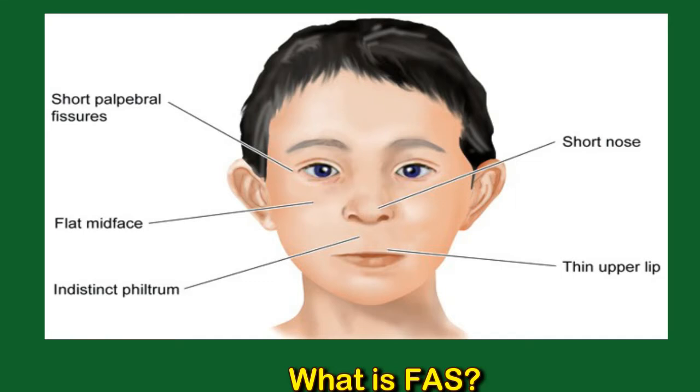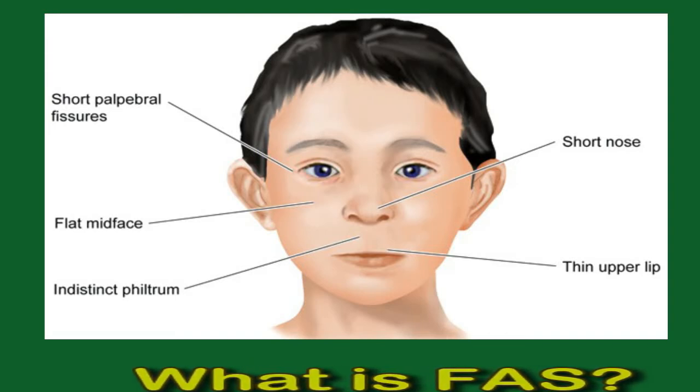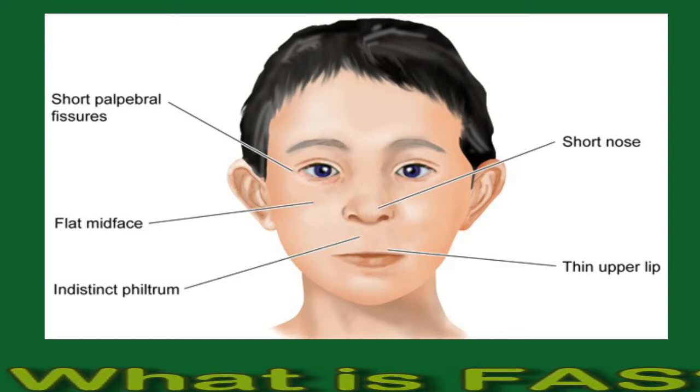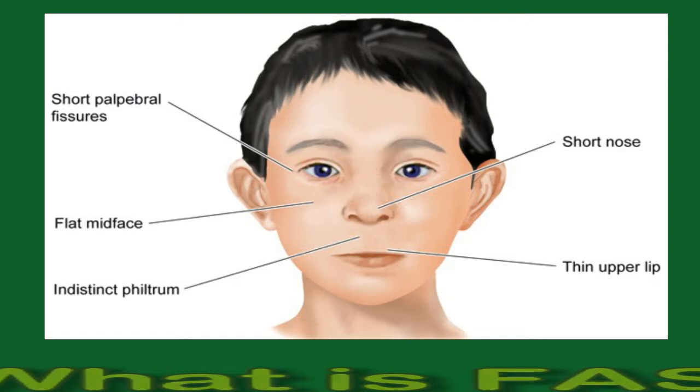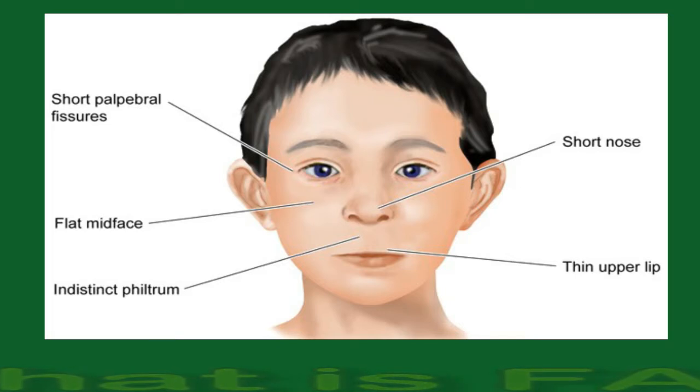Alcohol is a teratogen, which means that it is toxic to developing babies. Teratogens can interfere with a fetus's growth and development, particularly that of the central nervous system, which includes the brain and spinal cord. Other types of fetal alcohol spectrum disorder include alcohol-related neurodevelopmental disorder, alcohol-related birth defects, neurobehavioral disorder associated with prenatal alcohol exposure, and partial fetal alcohol syndrome.